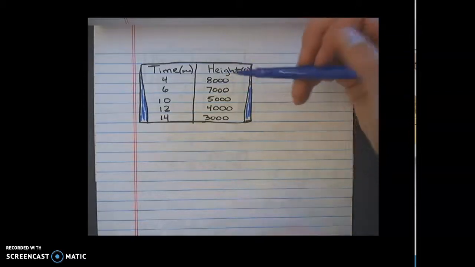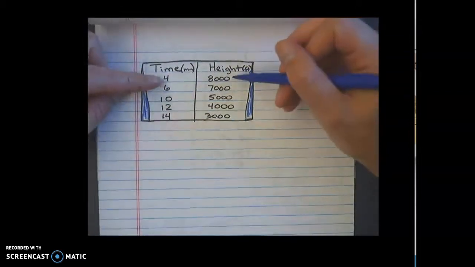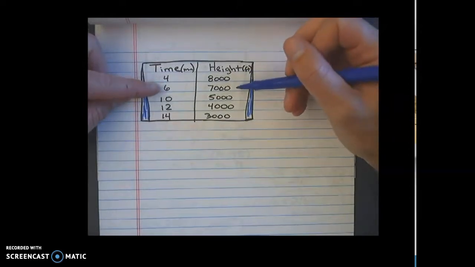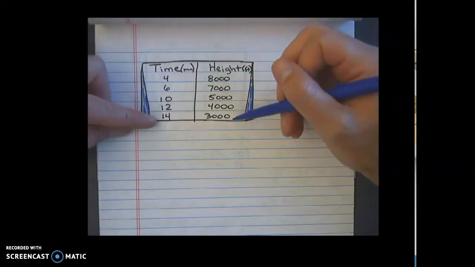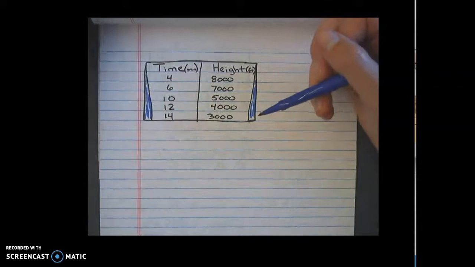And this is the chart. After 4 minutes of starting to land, it was 8,000 feet high. After 6 minutes, it was 7,000, and eventually it was going down. And so it looks like it took this plane a long time to land. At 14 minutes, it was at 3,000, so it was taking its time.